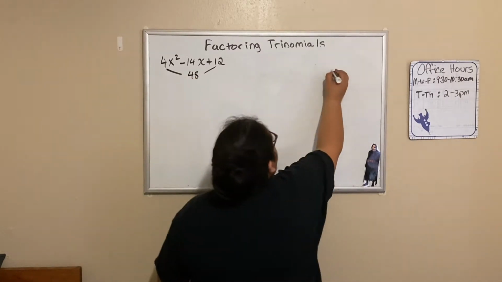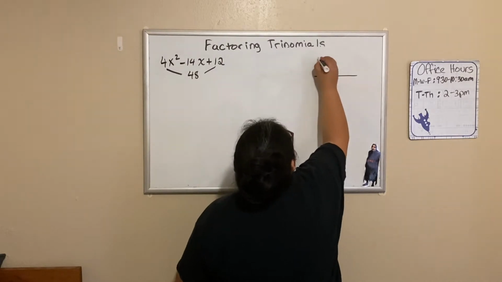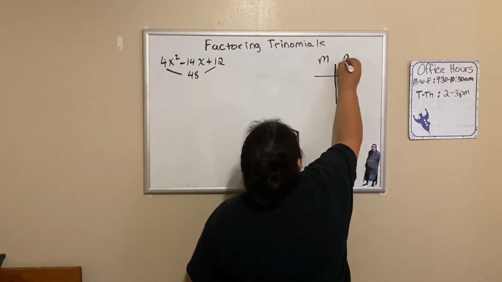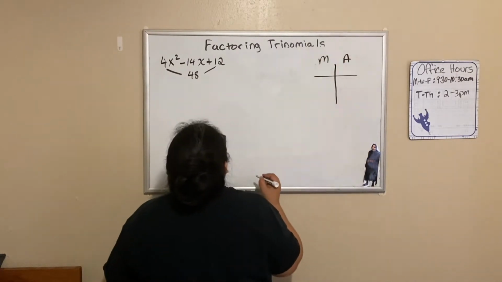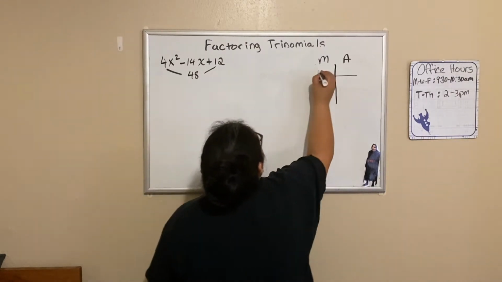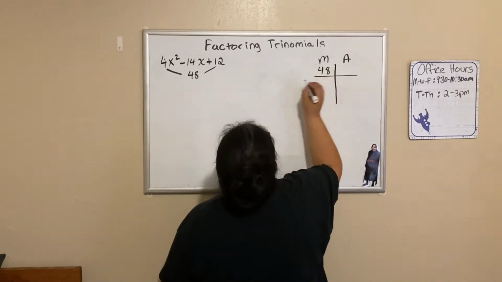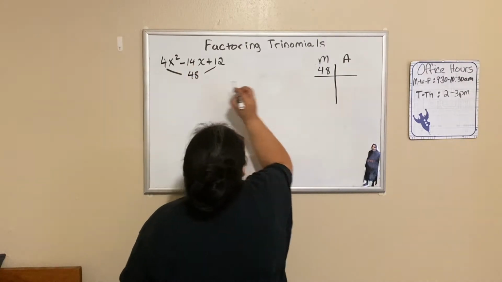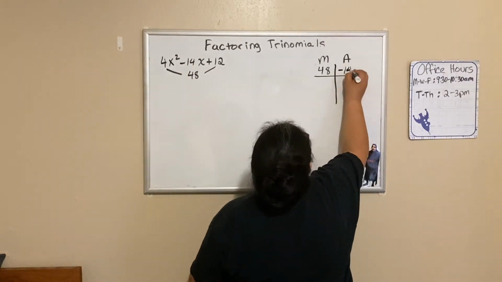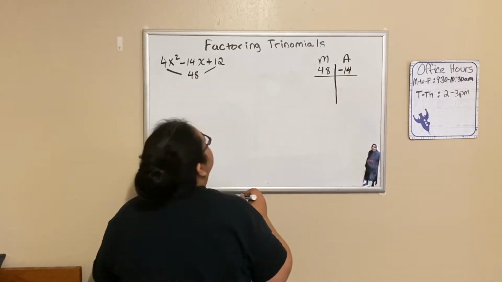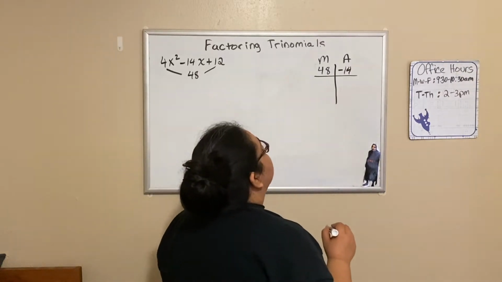So now we're going to do our t-chart on the other side. We have multiplication on one side and addition on the other side. We're going to put positive 48 on the multiplication side and negative 14 on the addition side. And we need to find two numbers that multiply to give us 48 and add to give us negative 14.